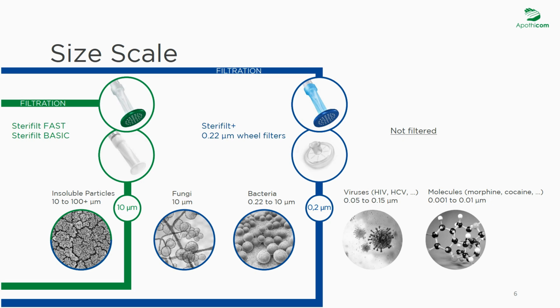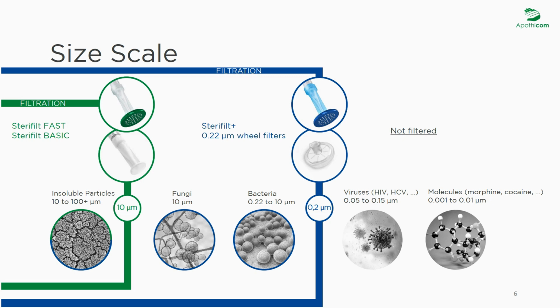Then in the center, we will find germs, so fungi and bacteria, microorganisms that can cause infections in persons who inject drugs when they are injected, and which size is from 0.2 microns to 10 microns. So they are smaller than insoluble particles, but still large enough to be removed by filtration if a 0.2 micron filter, also called bacterial filter, is used, like for example the Sterifilt Plus. Similar filtering membrane can be found in wheel filters, sometimes used by persons who inject drugs, even if those filters are not designed for harm reduction.